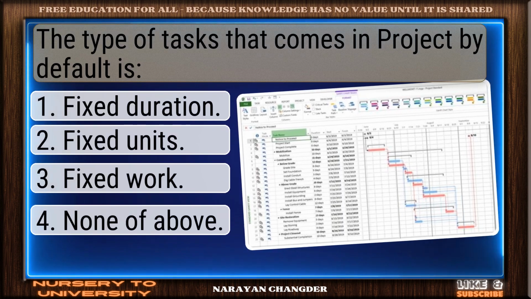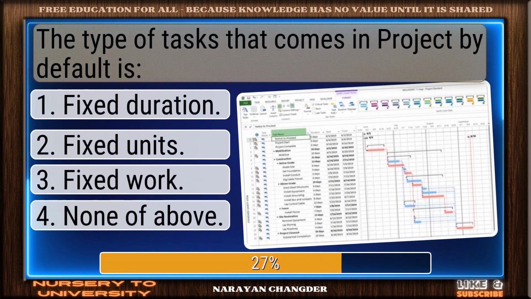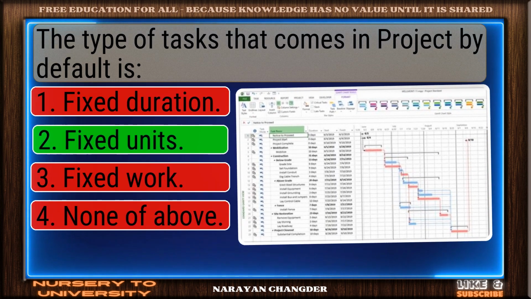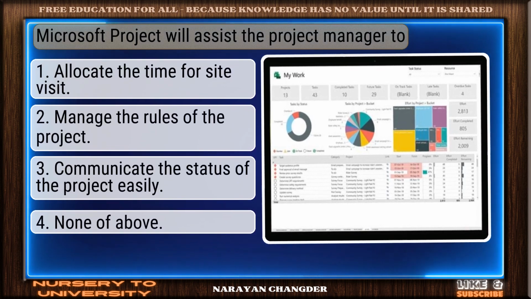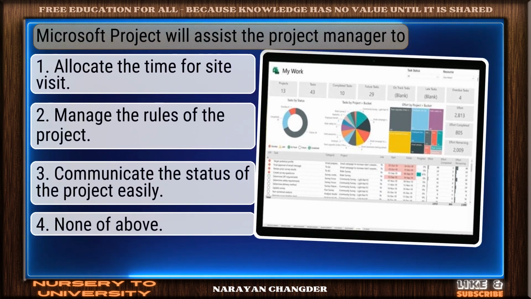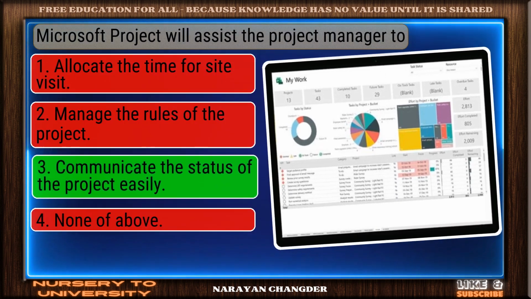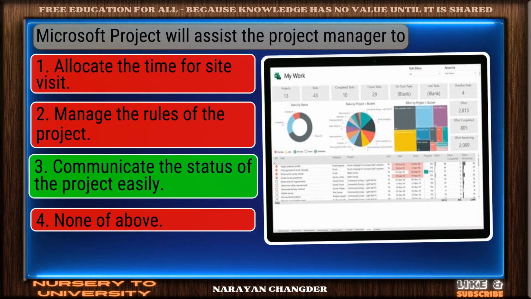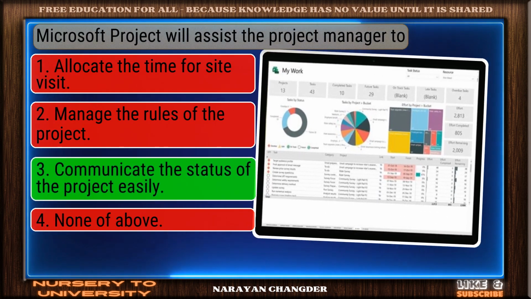Question number 27. The type of tasks that comes in project by default is? Right again. Fixed units is a valid answer. Question number 28. Microsoft Project will assist the project manager to. Exactly. Communicate the status of the project easily makes sense, and it is right choice.